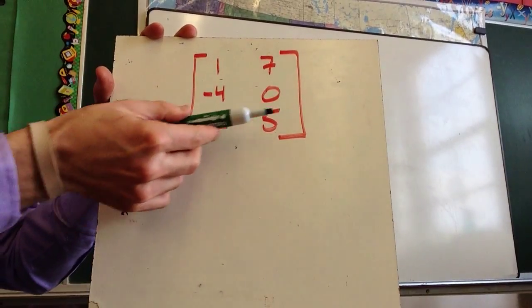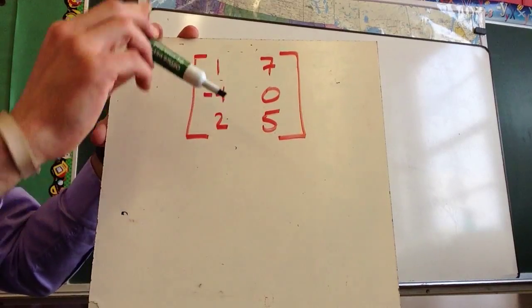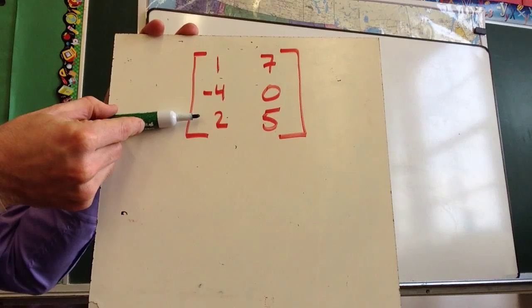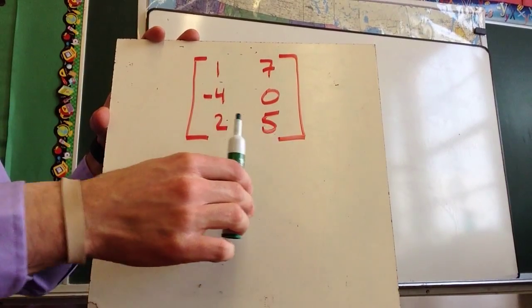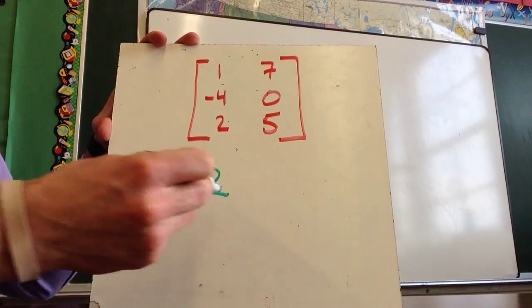And so first we go across, and then we start talking about up and down. So we're going rows first, and then columns. So this matrix has 3 rows, and it has 2 columns. So this matrix, we would say, is a 3 by 2.